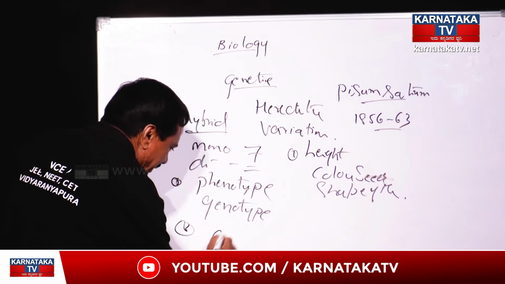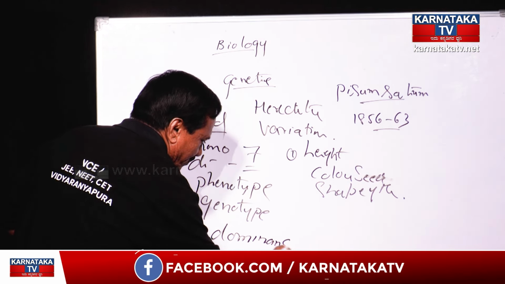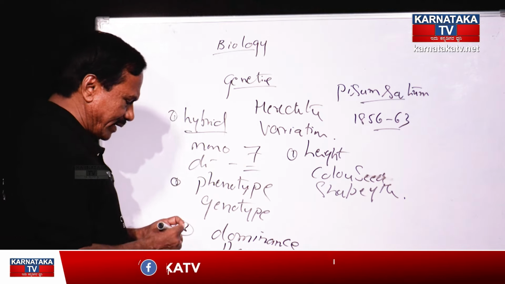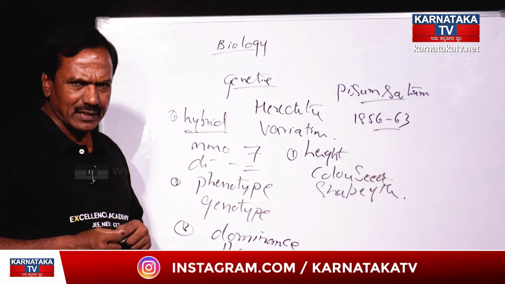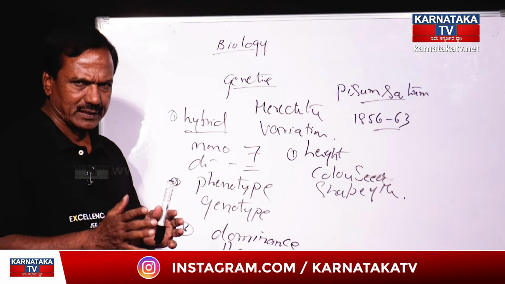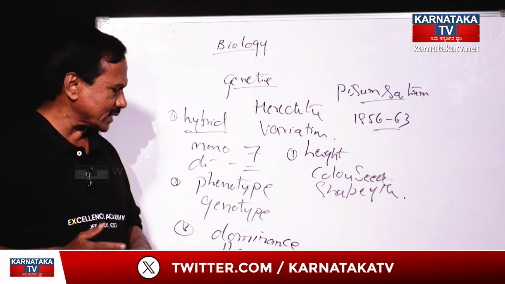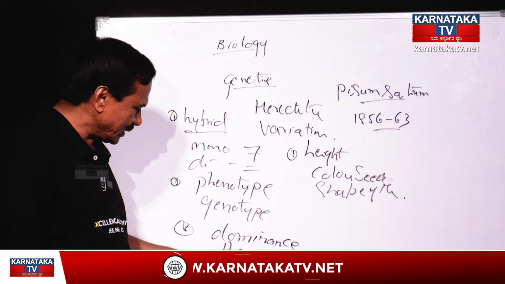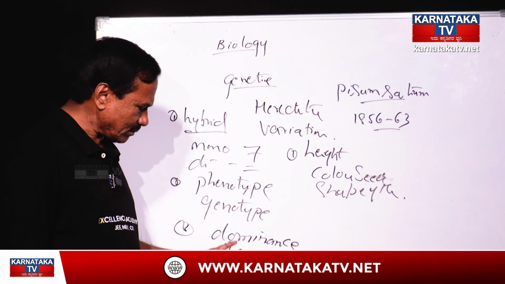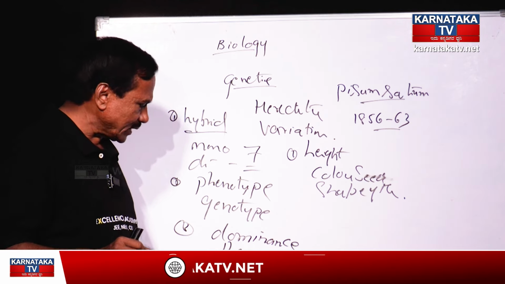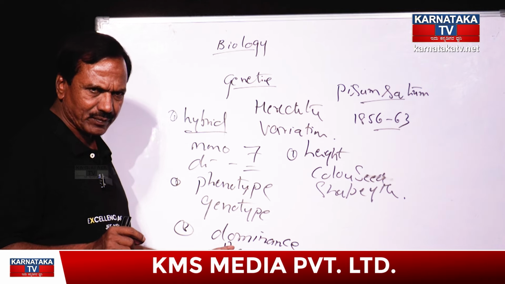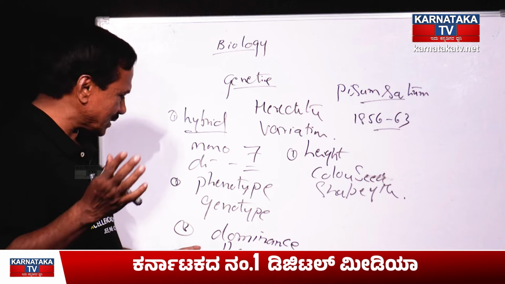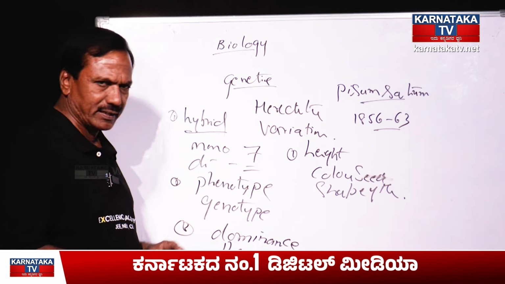Like that, there is dominance, there is recessive. Dominance or dominant, the character or allele which is expressed in both homozygous and heterozygous conditions, is called the dominant character or a dominant allele. Okay. Recessive, the allele or character which is expressed in the homozygous condition only, and is not usually expressed in the heterozygous condition, is called the recessive allele.